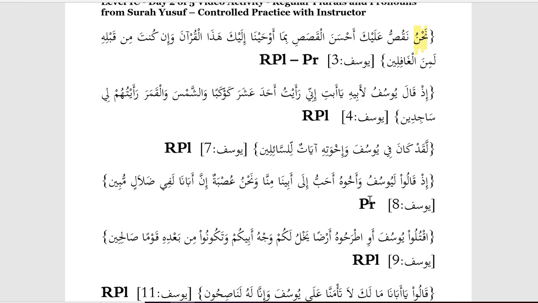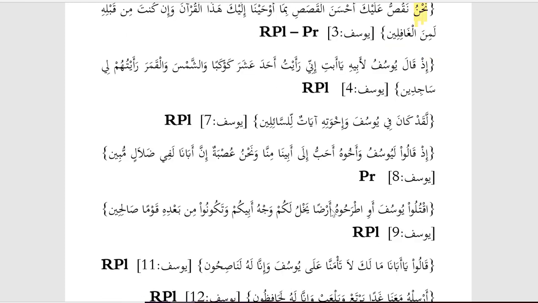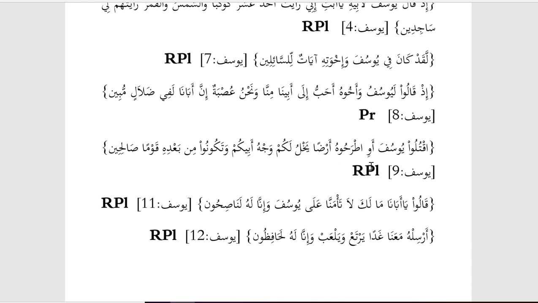Here we only have a PR, which means we're only looking for a pronoun. We're not looking for any plural forms. If we look across, there we see nahnu. So that would be our plural form there. Here we have RPL, which means regular plural. Again, I'm going to go right to the end because that's usually where they're going to be, and we see salihin.